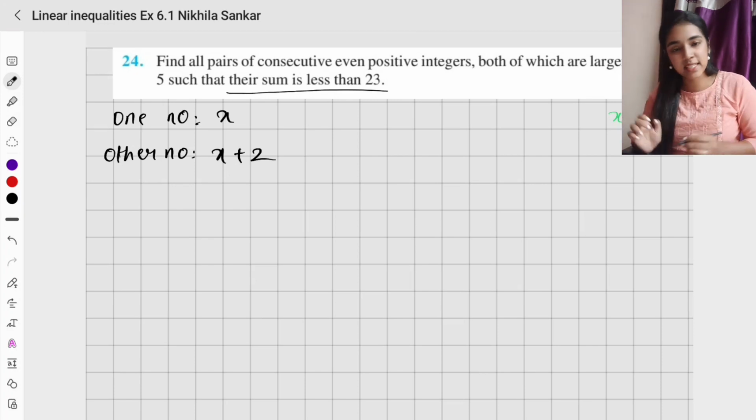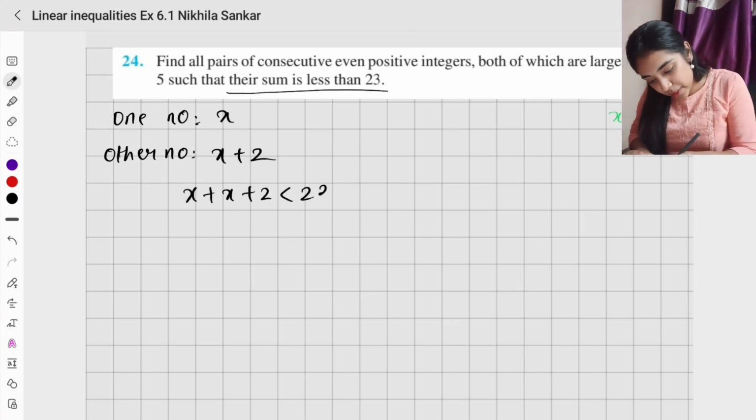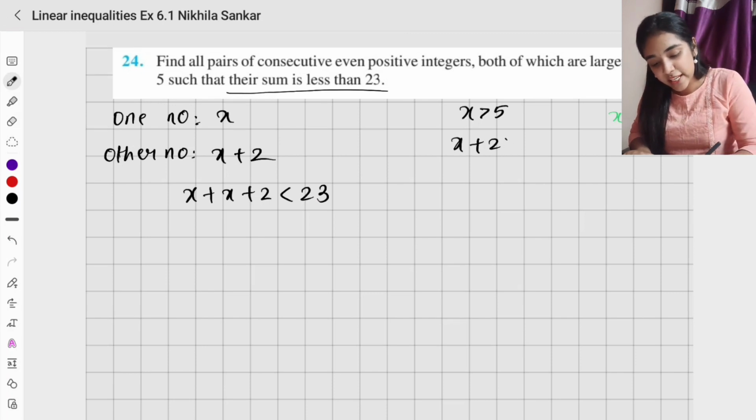Now, what is given first? Their sum is less than 23. Not less than or equal to, just less than. So the sum is less than 23. This is one equation. What is the other equation? Both of which are larger than 5. So I have x greater than 5 and x plus 2 greater than 5.